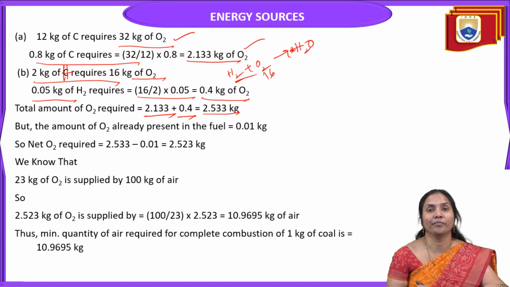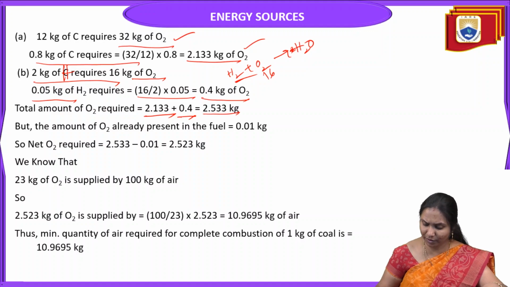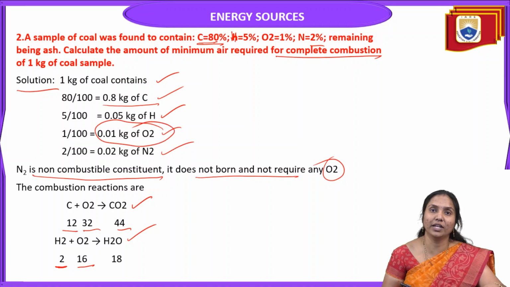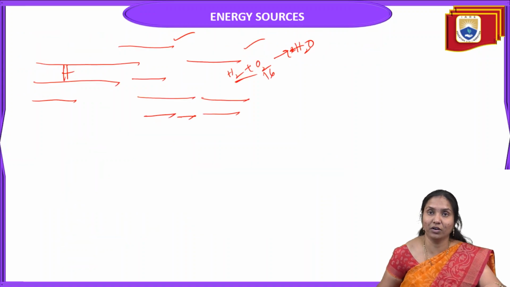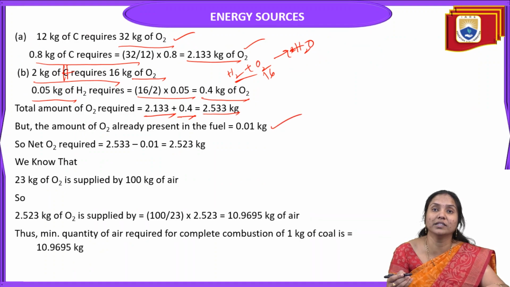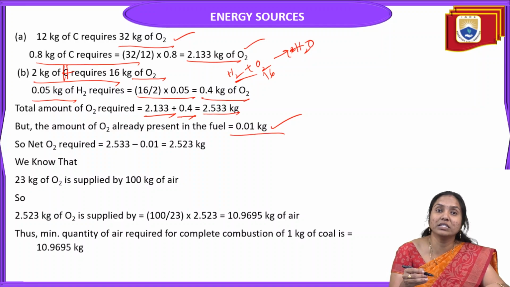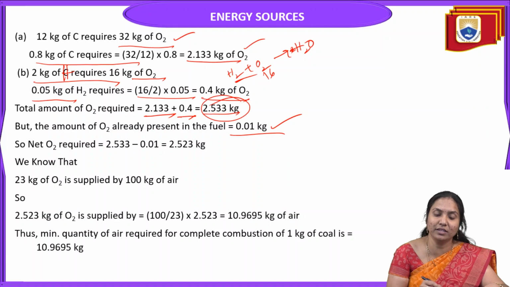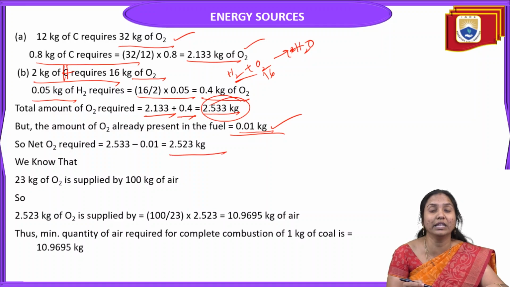But there is oxygen already present in the fuel. From the data, the amount of oxygen present in the fuel is 0.01 kilogram. So the net oxygen required is the total amount of oxygen, 2.533, minus the oxygen already present in the fuel, 0.01. So we get the net oxygen required as 2.523 kilograms.